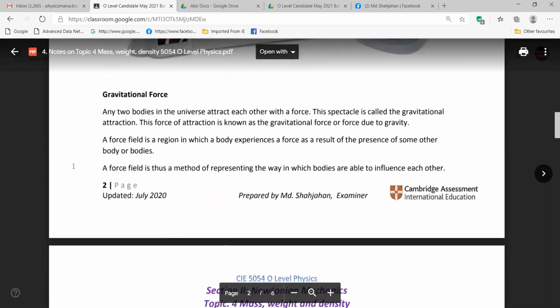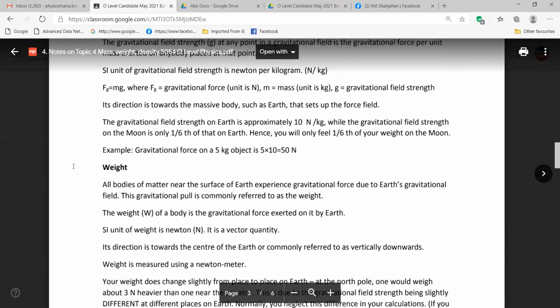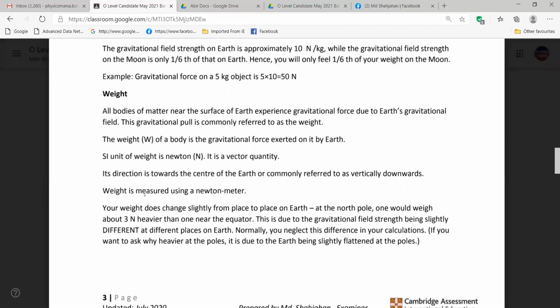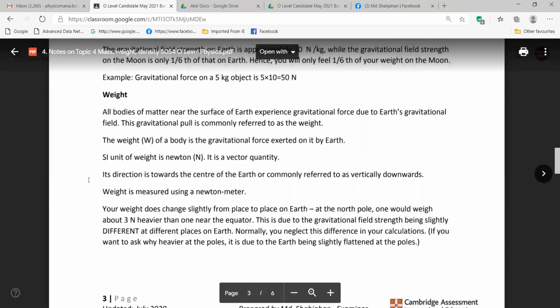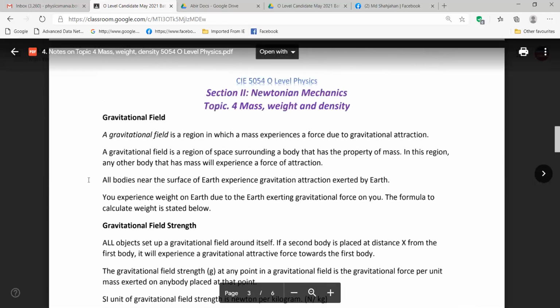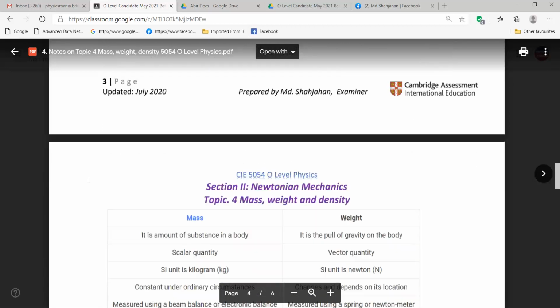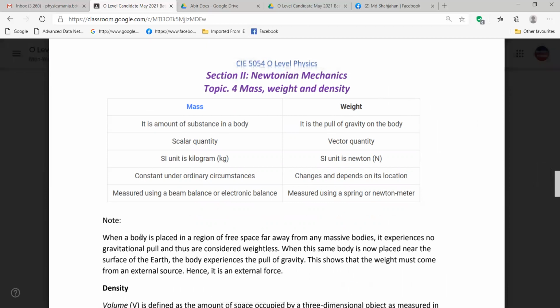And then gravitational force, gravitational field strength, weight. The instrument to measure weight, we are using Newton meter, right? And weight is a vector quantity, mass is a scalar quantity, because weight has a direction towards the center of Earth, right? And we have the differences of mass and weight. Look, we have here 5 differences.